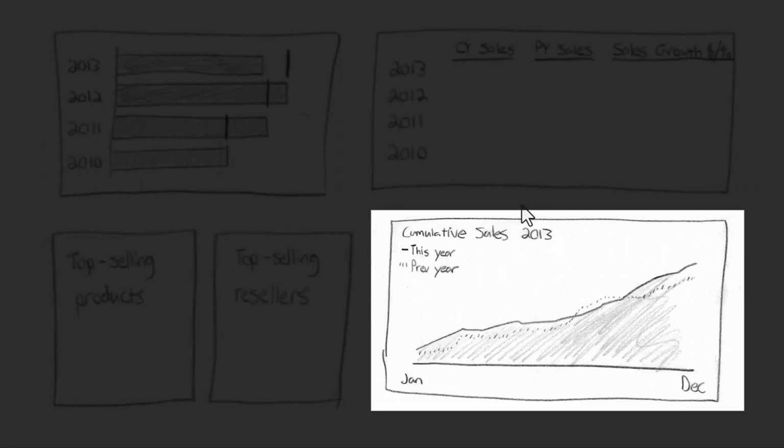And lastly, he sketched out a line chart or area chart in the bottom right corner that has months on the x-axis, and we can see that he wants to view current year sales totals overlaid on top of previous year sales totals.